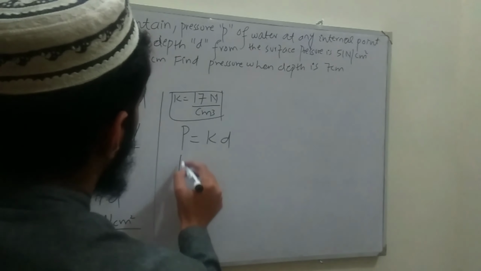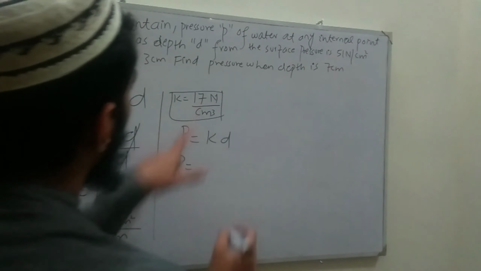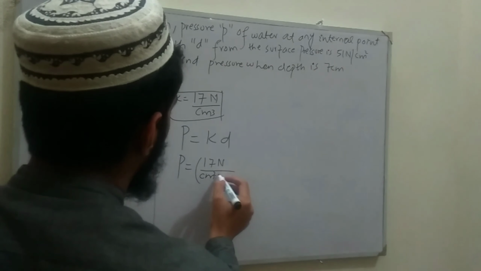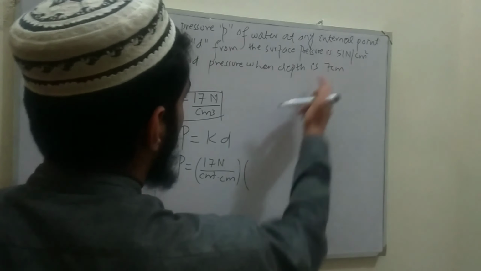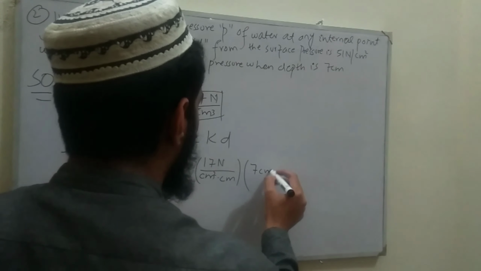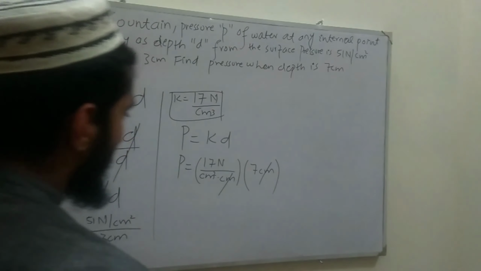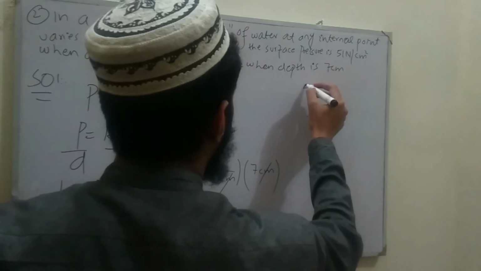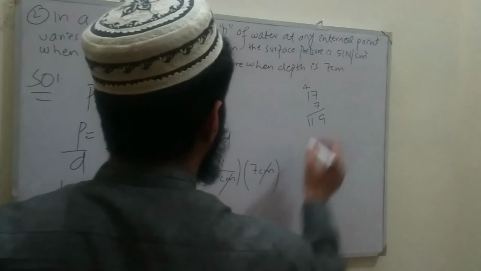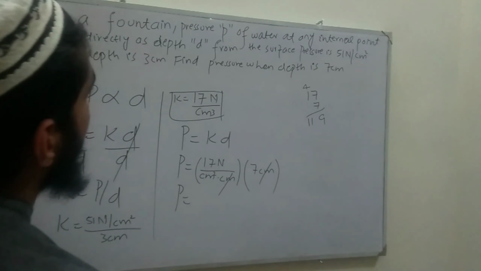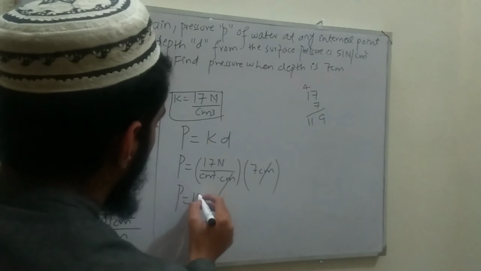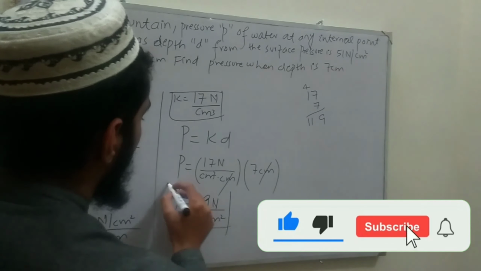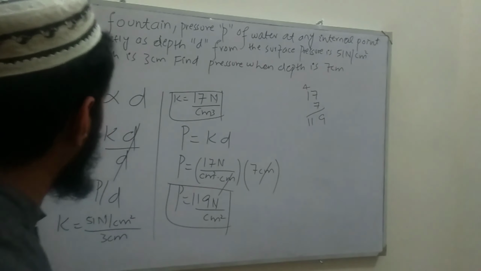So find P. K is actually 17 Newton per centimeter cube, which can be written as centimeter square dot centimeter, multiplying depth, which is 7 cm. This centimeter we cancel out. 7 multiplied by 17 gives us 119. So the pressure of the fountain is 119 Newton per centimeter square when the depth of the fountain is 7 centimeter. So this is the answer.